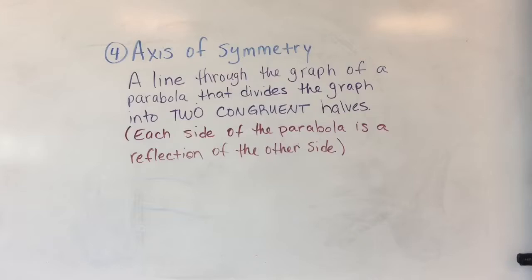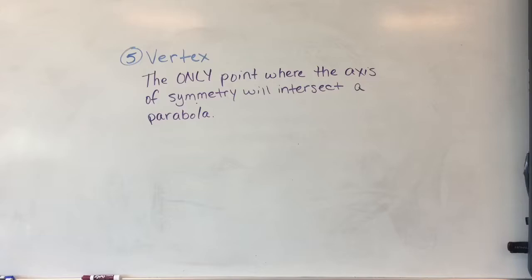Next vocabulary word, axis of symmetry. This is a line through the graph of a parabola that divides the graph into two congruent halves. Just a side note, each side of the parabola is a reflection of the other. Vertex. The only point where the axis of symmetry will intersect a parabola.